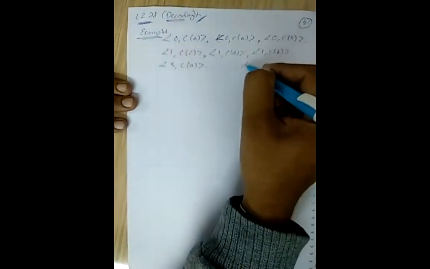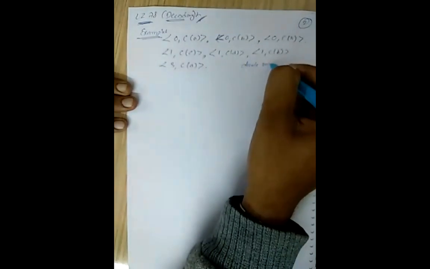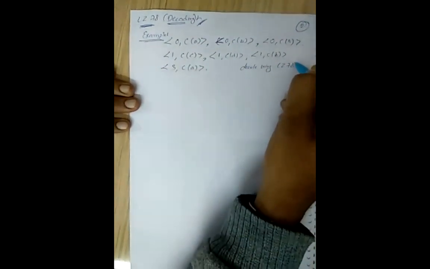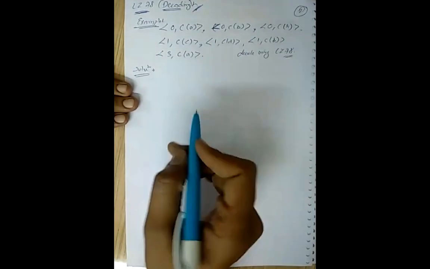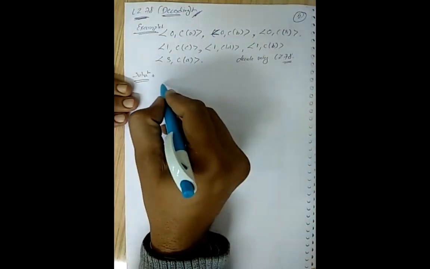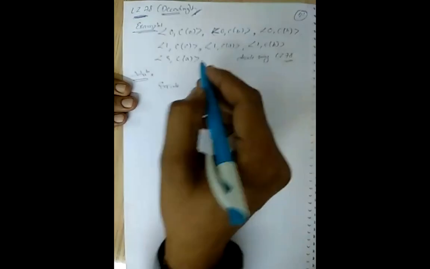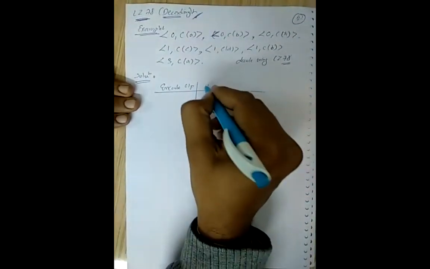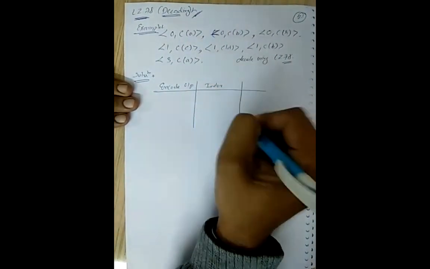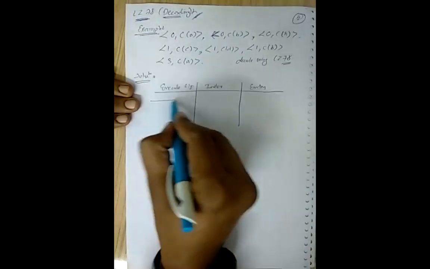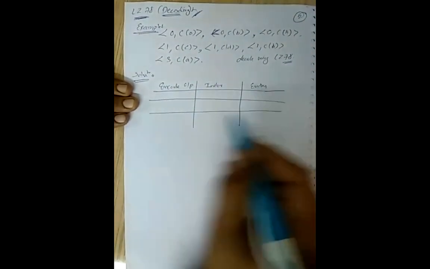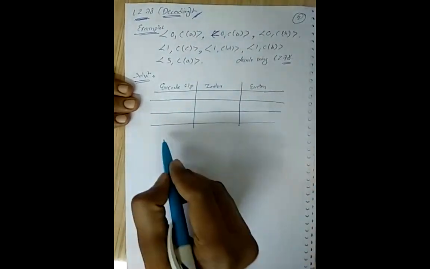Okay, so yes, decode using LZ78 if the question is given in this way. Let's start with the solution. Okay, again you need to make the table, or you can say it is in the form of a dictionary. So yes, encoded output, then you should make the index, then you can make the entry. Such kind of dictionary can be plotted.